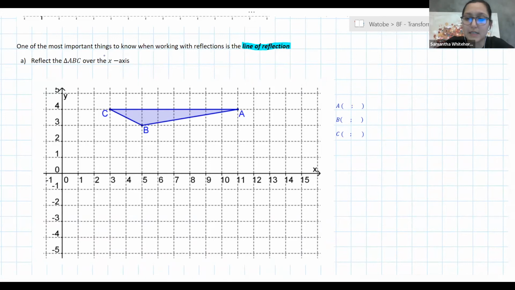over the x-axis. Now, before we even start, so don't even worry about the reflection just yet, I want to get the coordinates of A, B, and C. So maybe someone wants to raise their hand if you would like to give me the coordinates of A, of B, or C, or you're welcome to pop them in the chat. But if someone could give me the coordinates of A, B, and C.